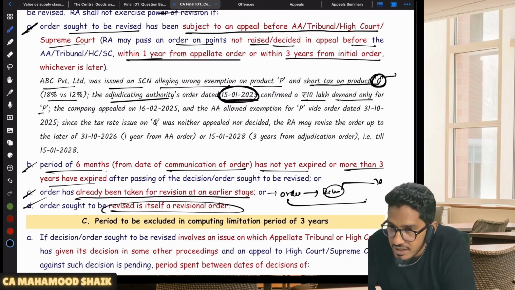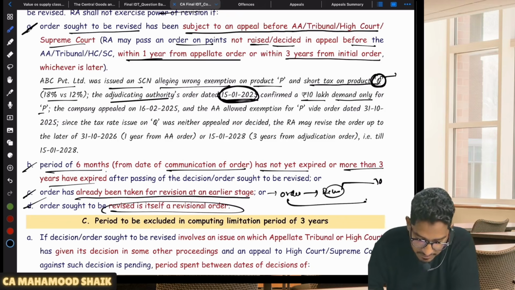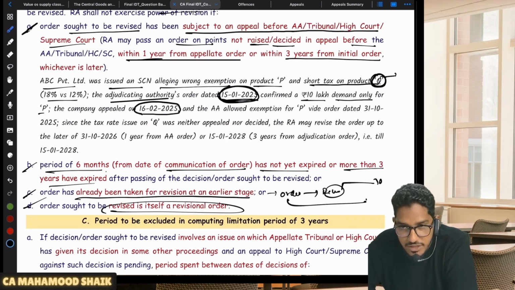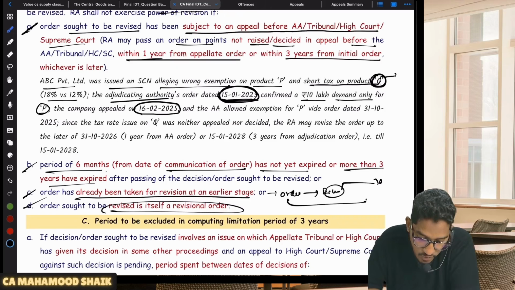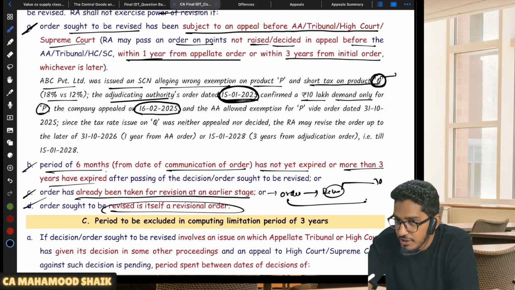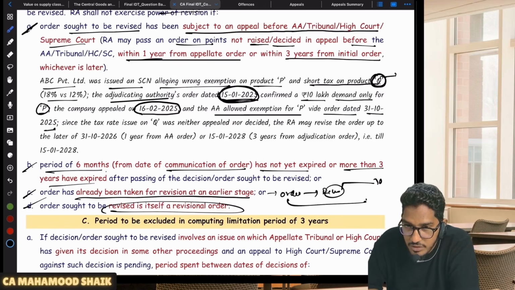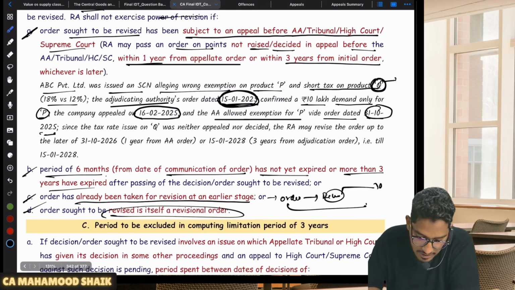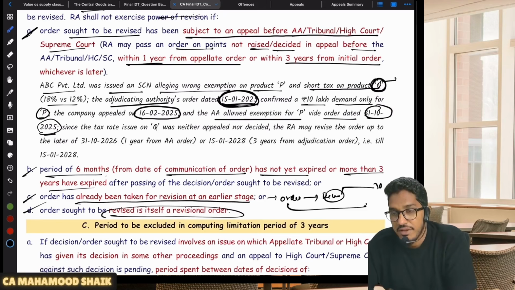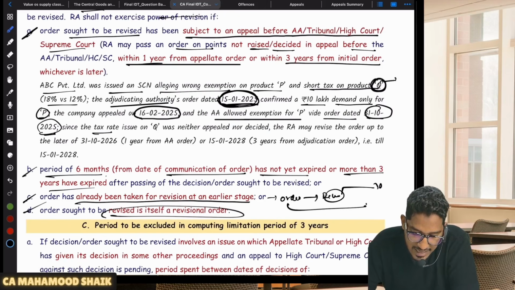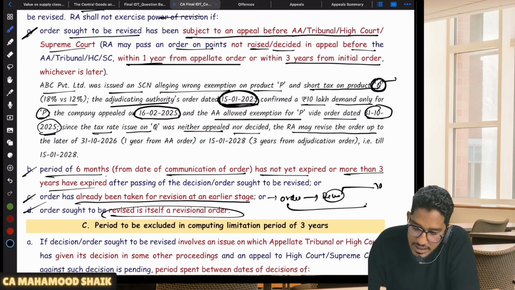When the adjudicating authority's order came on 15th of January, the company went for appeal on 16th of February 2025. They are appealing only on product P. They are not appealing for product Q. The appellate authority allowed exemption for P vide order dated 31st of October 2025. Since the tax rate issue on Q was neither appealed nor decided, the RA may revise the order.